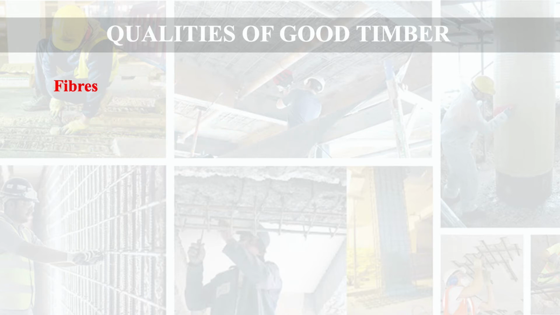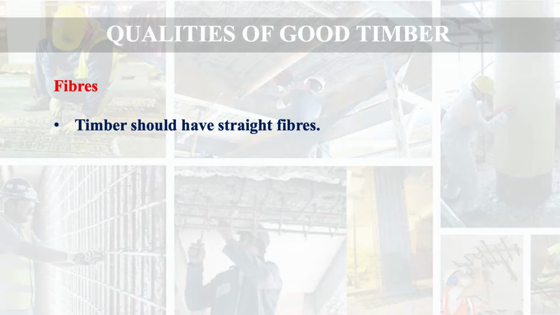Then fibers. Fibers also play a very important role in identifying a good timber. So if a timber has straight fibers, that timber is considered to be good timber. As you know, when we were discussing the defects, we discussed one defect as twisted fibers. So those twisted fibers make the wood unsuitable. That is why a good timber must have straight fibers.